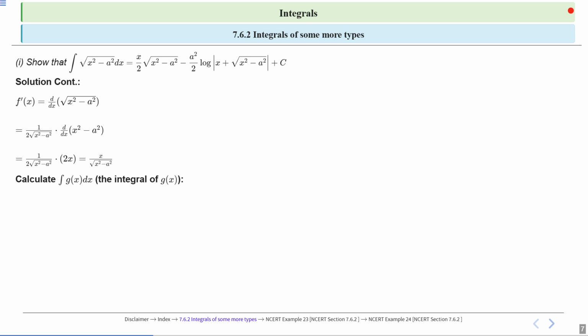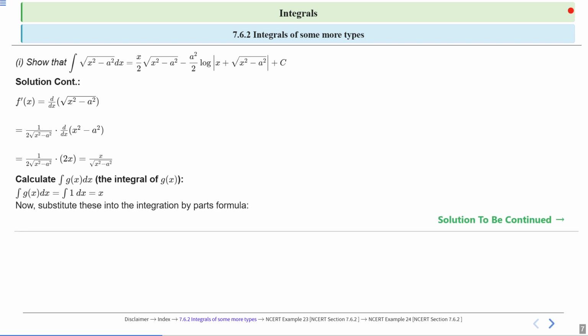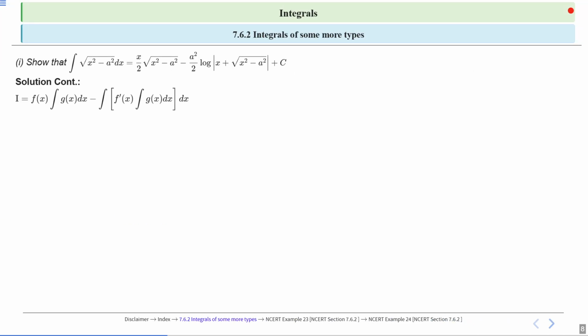So now we calculate the integration of g(x). What is g(x)? The constant function. So when we integrate the constant function 1, the integration of 1 dx is x. So just substitute this into the integration by parts formula. The integration by parts formula is f(x) into the integration of g(x) dx, minus the integration of the differentiation of f(x) times the integration of g(x) dx, and then the integration of this whole block.